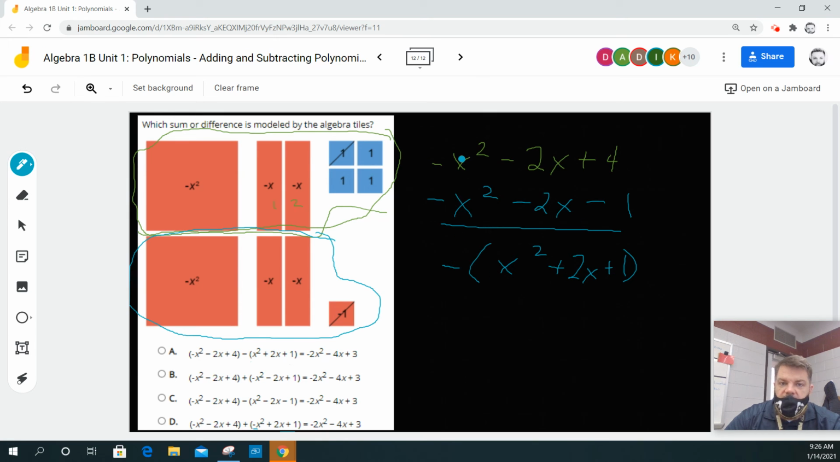So what is minus x squared minus x squared? Well, it's negative 2x squared. What's negative 2x plus negative 2x? Negative 4x. What's 4 minus 1? 3. Now, what they did here is they said, okay, this negative 1 will cancel with this positive 1. And now you can just count it. I have 1, 2 x squareds. I have 1, 2, 3, 4 negative x's. And I have 1, 2, 3 ones. So the answer here is A. Any questions on that one?